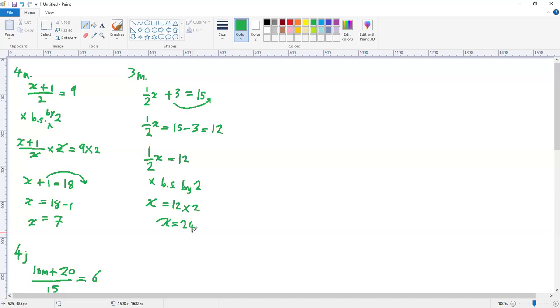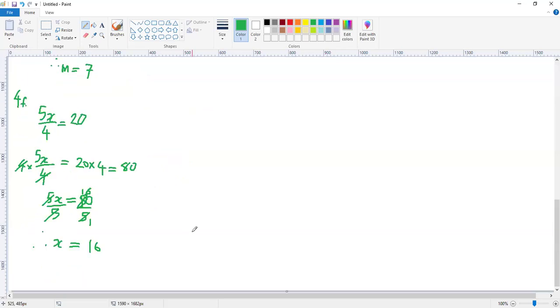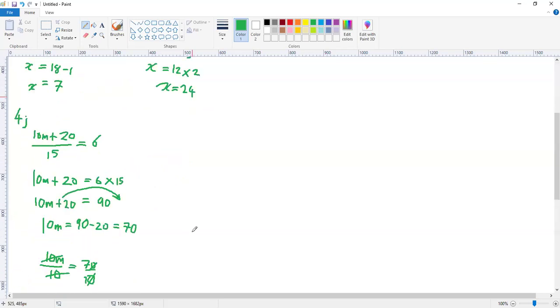So the next one, just beside it, says 1 over 4m minus 7 equals 2. That's 3n. Yeah, that looks like 3n. Yeah, okay. 1 over 4m.